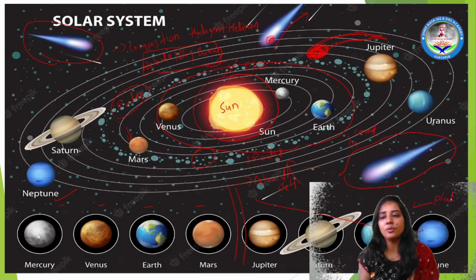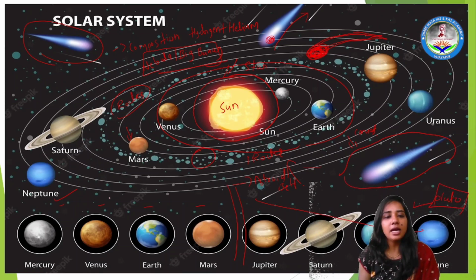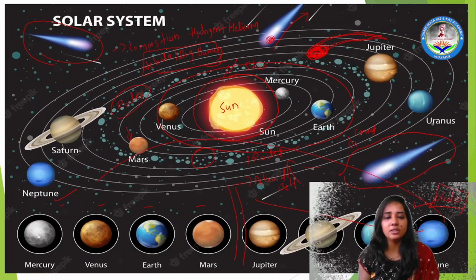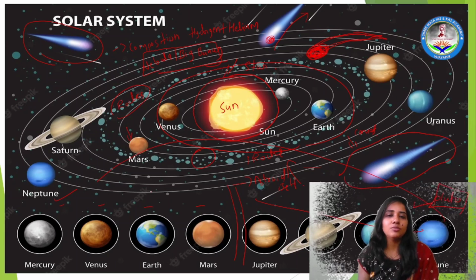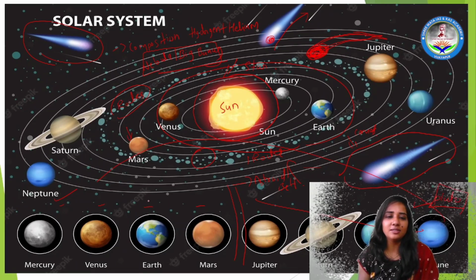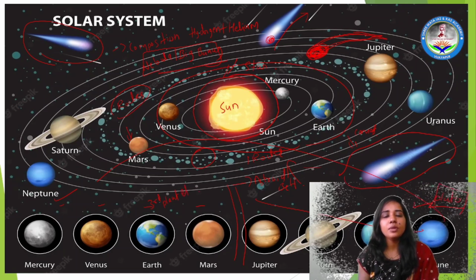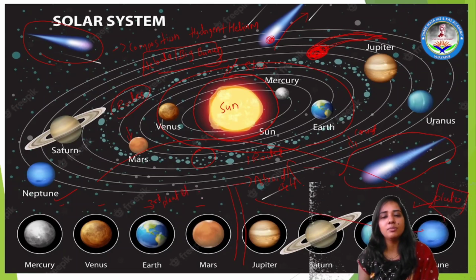Pluto was a part of the planets, but it has been discarded for various reasons. The only remaining planets are 8; earlier there were 8 planets, and now also there are 8 planets. And our Earth, which is also part of the planets, is the third planet in the solar system. Right? And what about Mars?